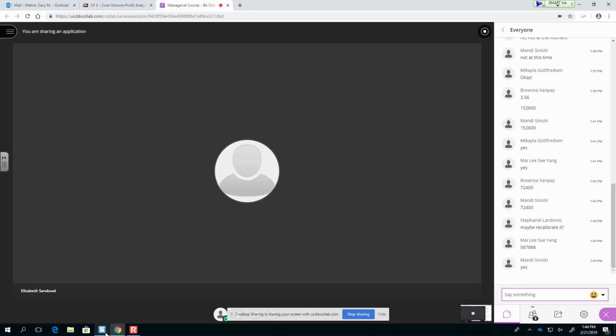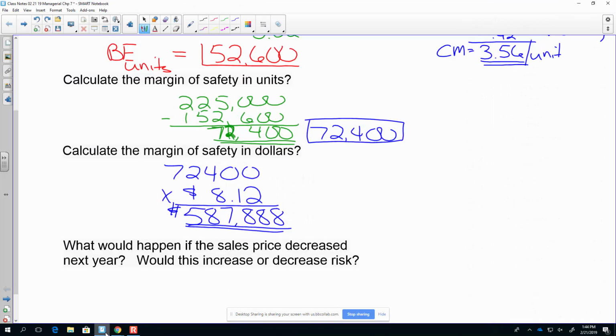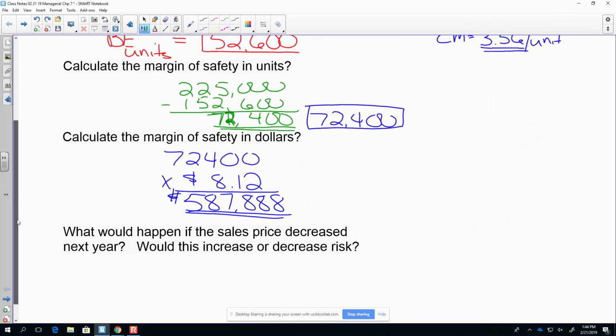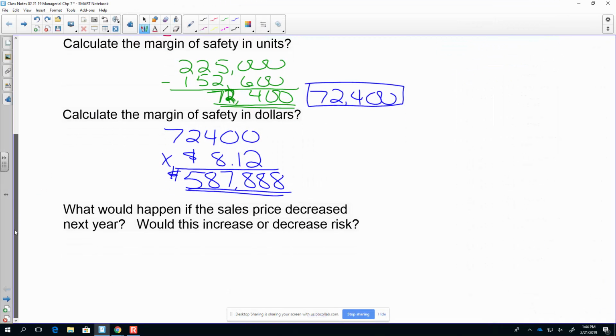Awesome. Thank you, guys. All right, so the last question for problem 40 here is what would happen if the sales price decreased next year? Would this increase or decrease risk?